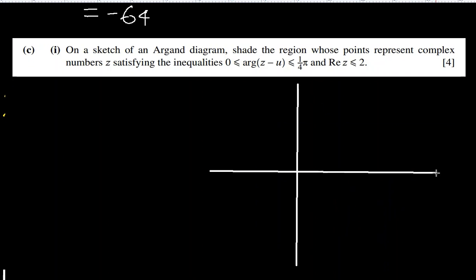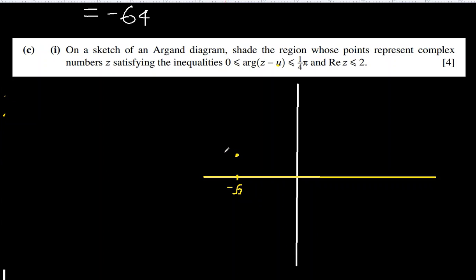On a sketch of an Argand diagram, shade the regions whose points represent the complex number z satisfying the inequalities. So let me draw an Argand diagram first. Okay, the argument of z minus u. That means u is the reference point, and we know that it was minus square root 3 here and 1 here. This was u.